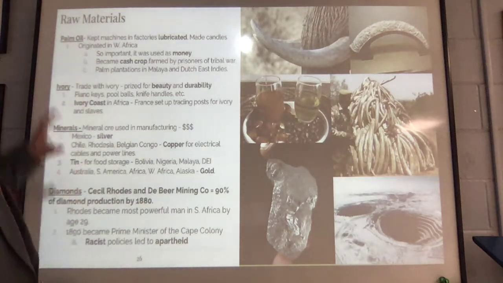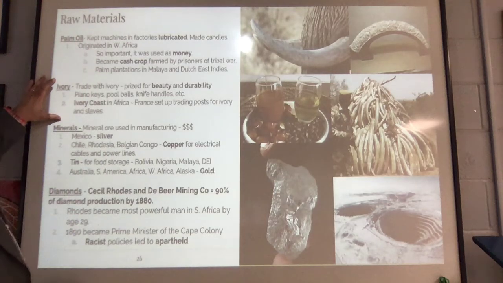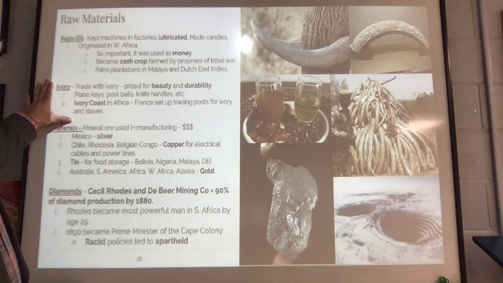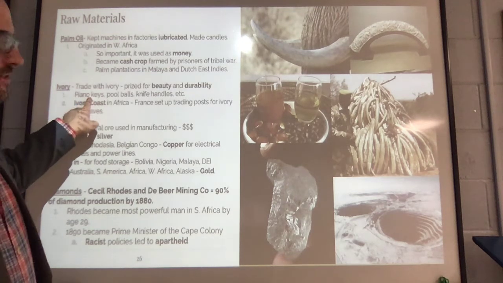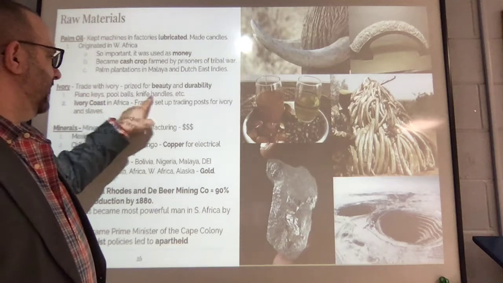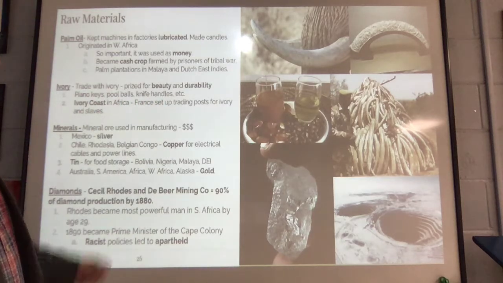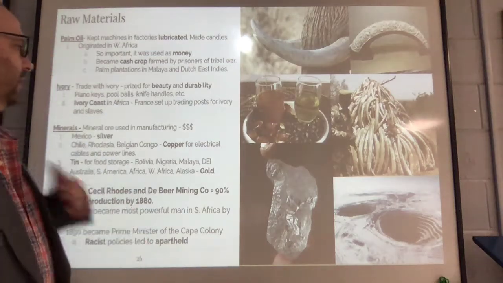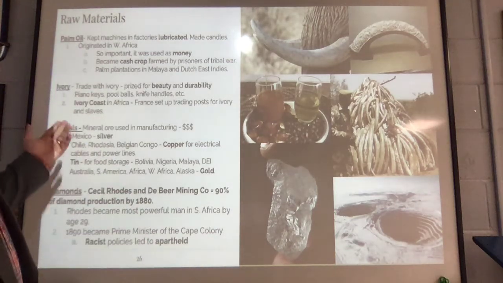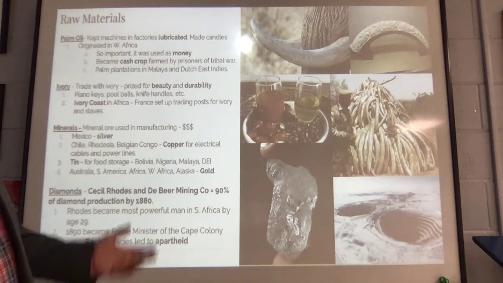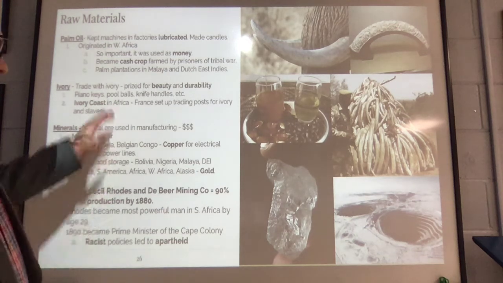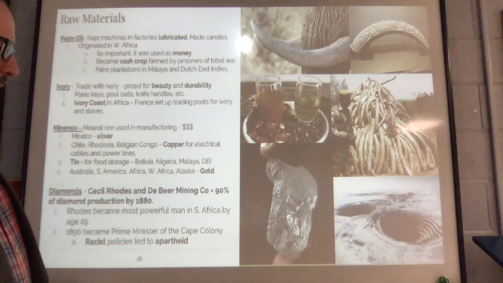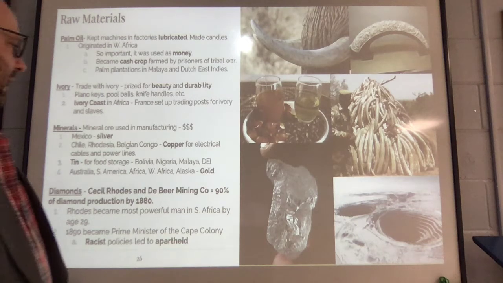Ivory is known for its beauty and its durability. You can make all kinds of things of ivory: piano keys, pool balls, knife handles, etc. The Ivory Coast in Africa, also known on a map as Côte d'Ivoire, is where France sets up trading posts for ivory and slaves, and that is a country with that same name today. They don't have any of that, but that's where they got that name from, the Ivory Coast.